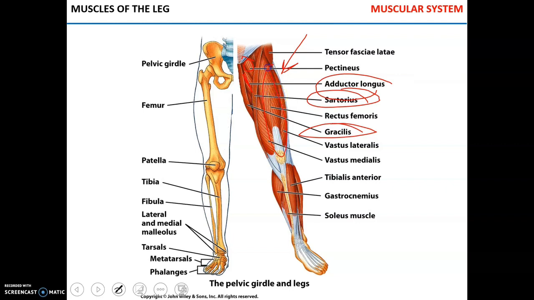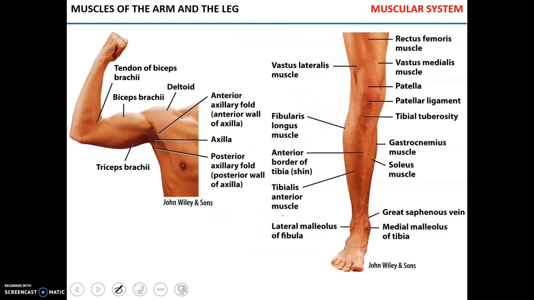Rectus femoris, along with the vastus medialis and vastus lateralis, are responsible for the extension of the knee. Tibialis anterior is responsible for the dorsiflexion of your foot, while gastrocnemius and soleus are responsible for the plantar flexion of your foot, basically standing on your toes.